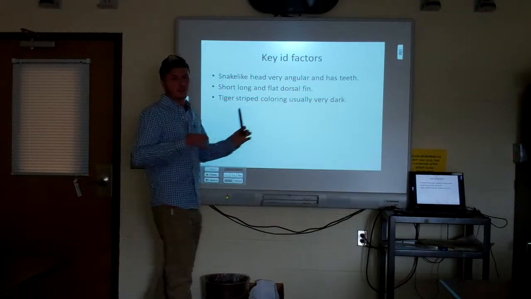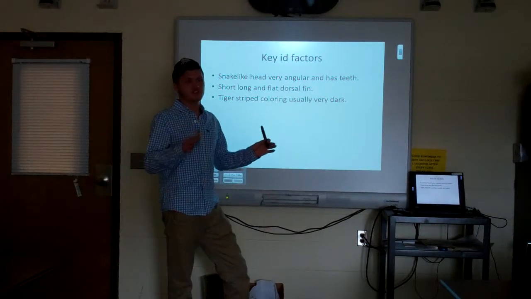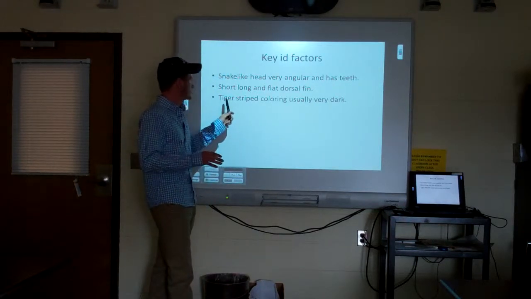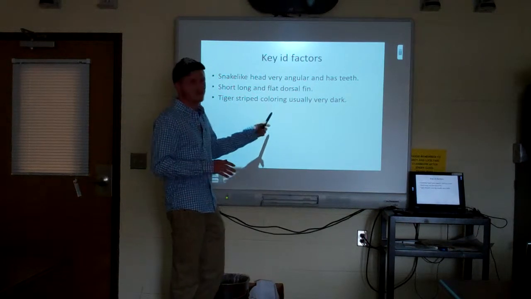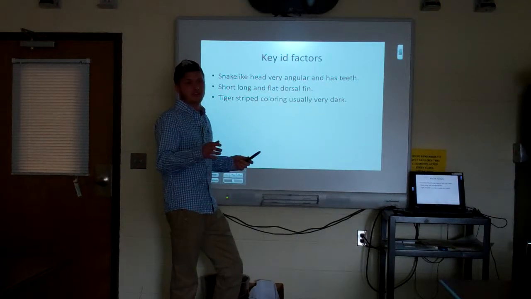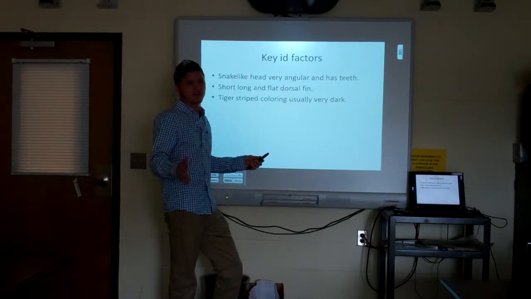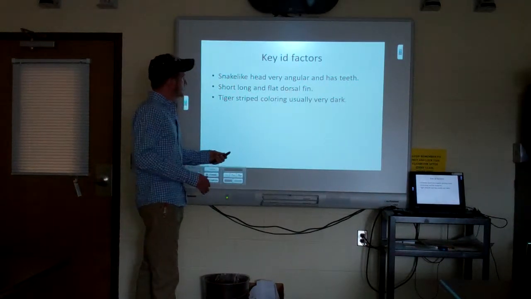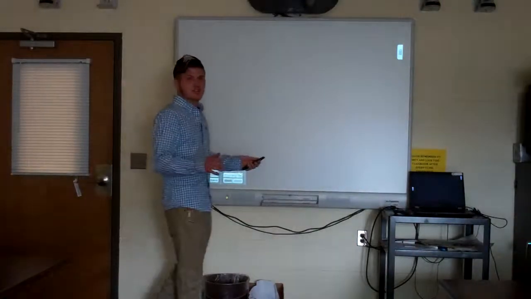Short, long, and flat dorsal fin, which helps it get acceleration in the water. And it also is commonly known by the tiger stripe coloring, and it's usually really dark, which is why they thrive in the Potomac, because it's a darker lake area. So any questions about the snakehead?